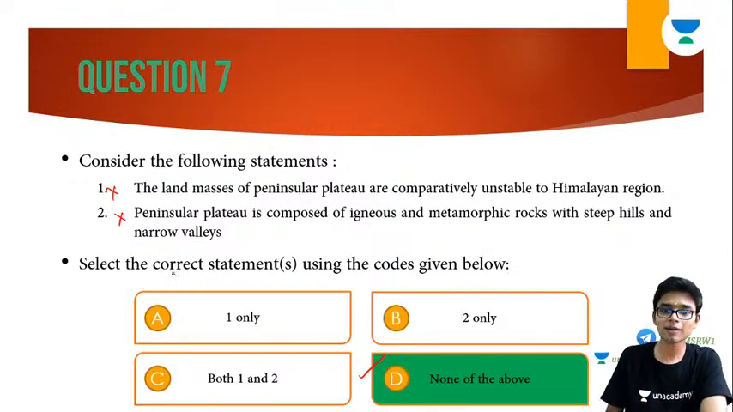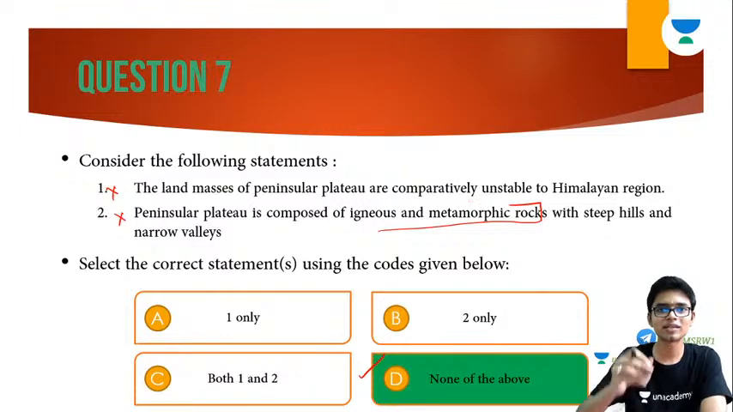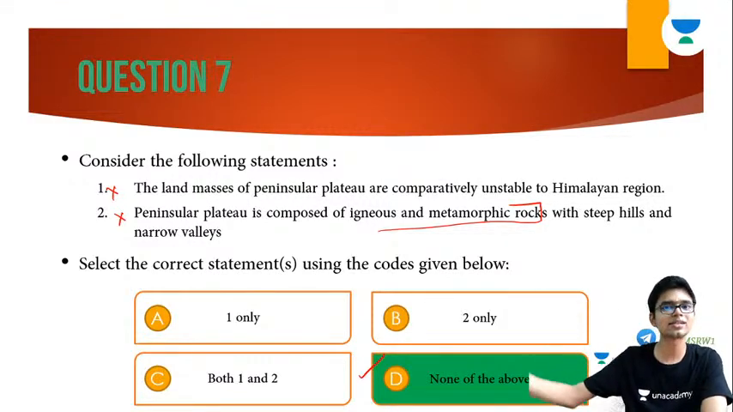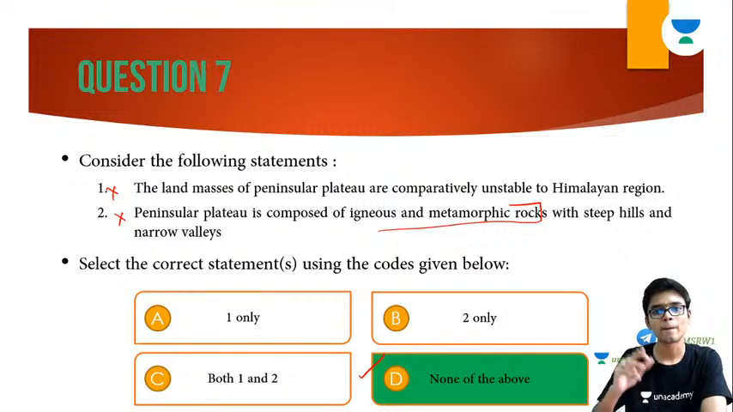Second one, peninsular plateau is composed of igneous and metamorphic rocks. Yes. Up to here, it is correct. In Peninsular plateau, we find black soil because of volcanic activity. So igneous rocks are there, obviously. Metamorphic rocks, which form eventually from igneous rocks, are also there. True. But with steep hills and narrow valleys, think about it.